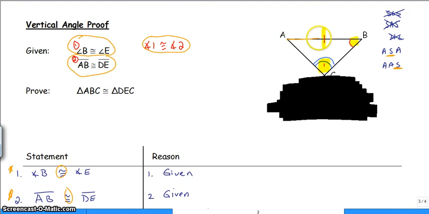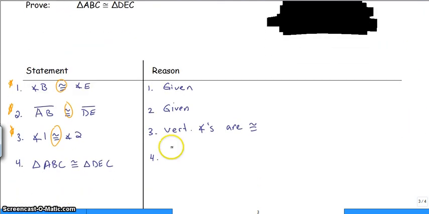Since my side is in this case AB, it only touches angle B. It doesn't touch angle 1. It has to be angle angle side congruence. And that's what I write as my reason for triangles being congruent. Angle angle side congruence.